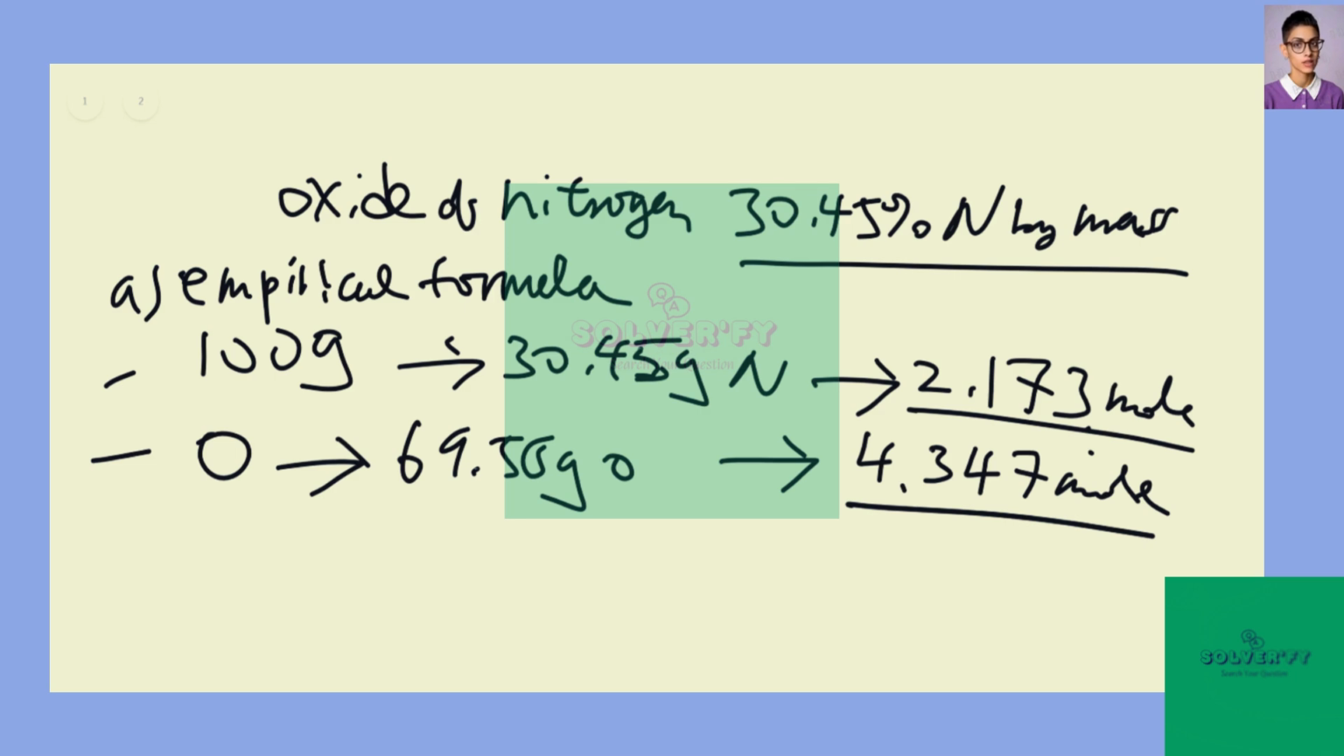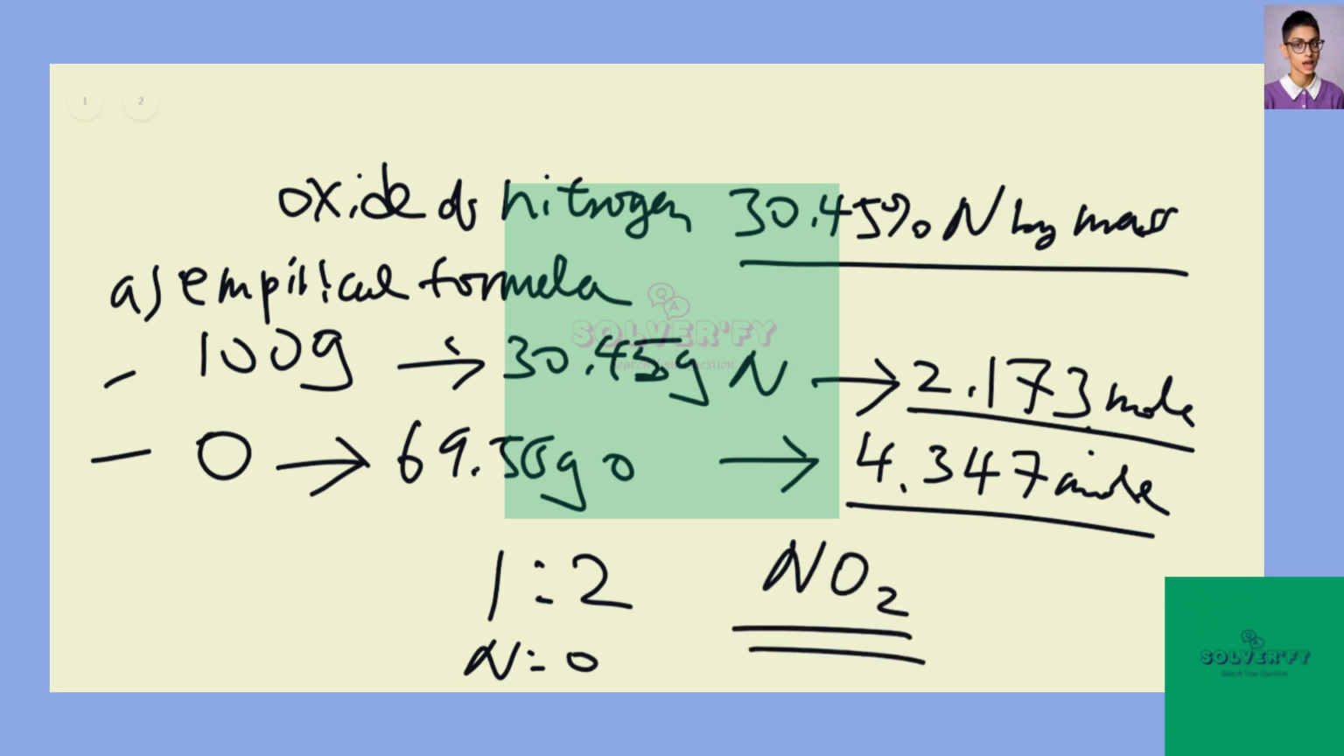We should be able to find that the ratio is around 1 to 2, nitrogen to oxygen. So we have NO2 for the empirical formula. Okay, we can move on.